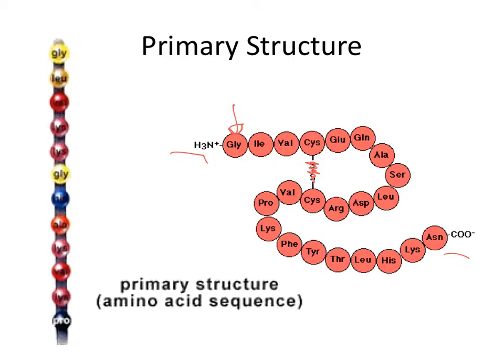what else would glycine be good at? The R group can't hydrogen bond. It can still hydrogen bond with the amino group side and the C side, but not the R group. But what else could it be good at? It's got much more range of movement.